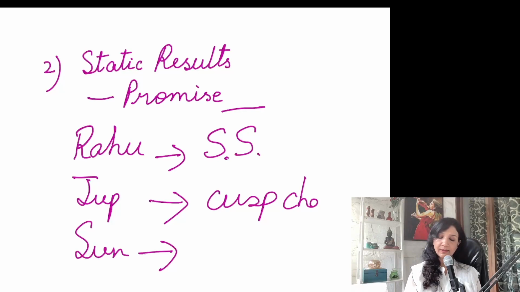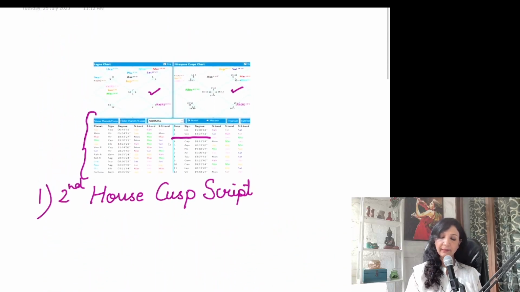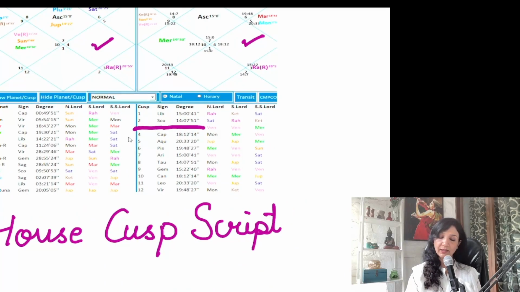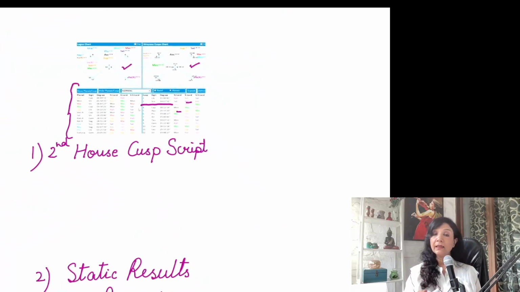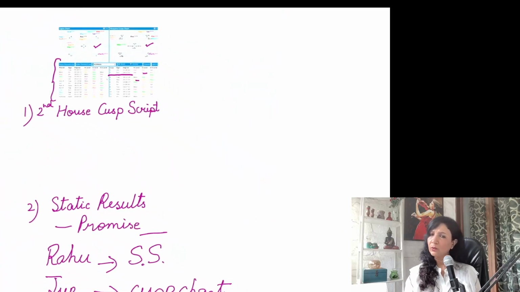So now static results, we will check Rahu, and Jupiter is also self-significator. So we will check Jupiter also in cusp chart, then Sun also we will check in cusp. Like here, we will see in this chart, is Sun present in the cusp? It is not present. Rahu is present, and Jupiter is also present. So wherever Jupiter and Rahu are present, we will add those houses in the script to make it the complete script. I will explain more on this. So first let's see what are those 5 points.